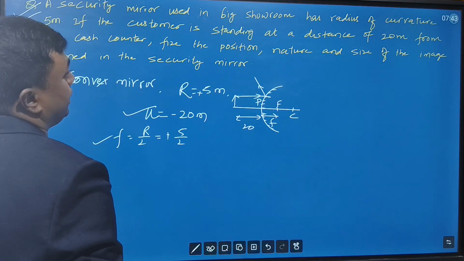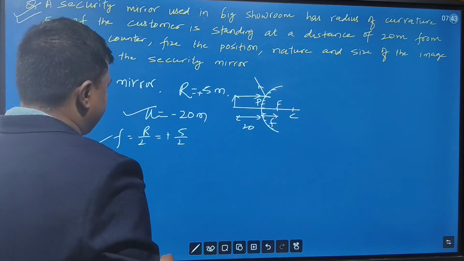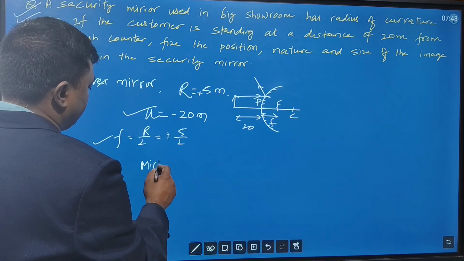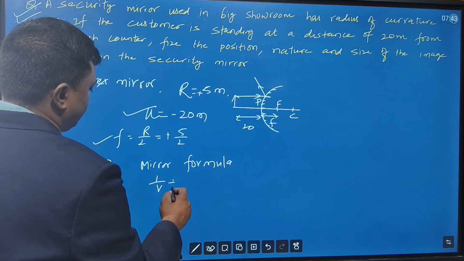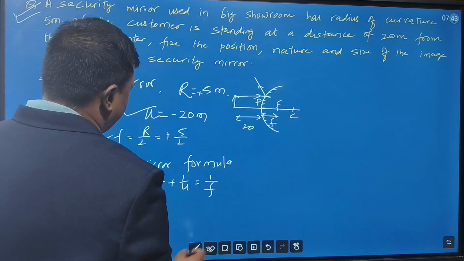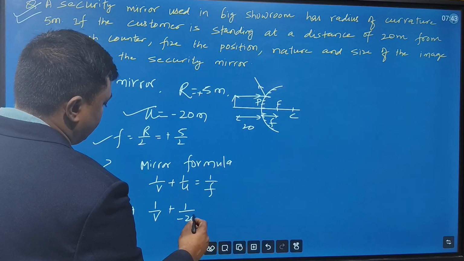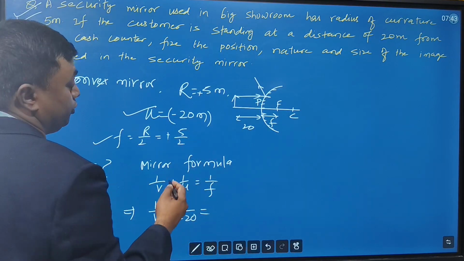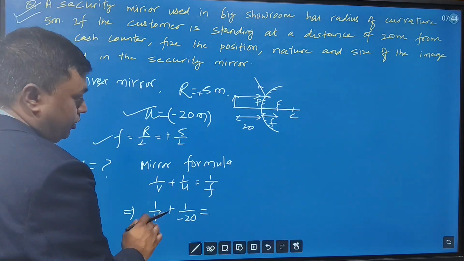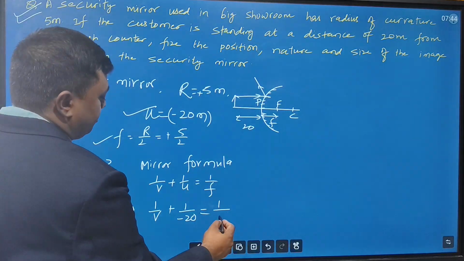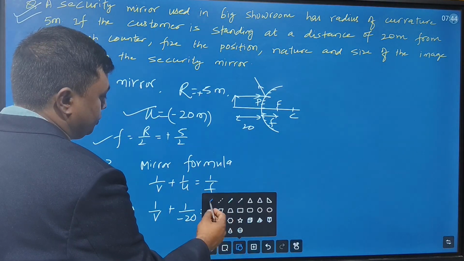So u is given and f is given. They are asking where the image is formed, that is v. So apply the formula. What is the mirror formula? 1 by v plus 1 by u is equal to 1 by f. So we can write 1 by v plus 1 by u, and u is minus 20. Here for v, do not apply the sign convention. What is f? Positive, plus 5 by 2.